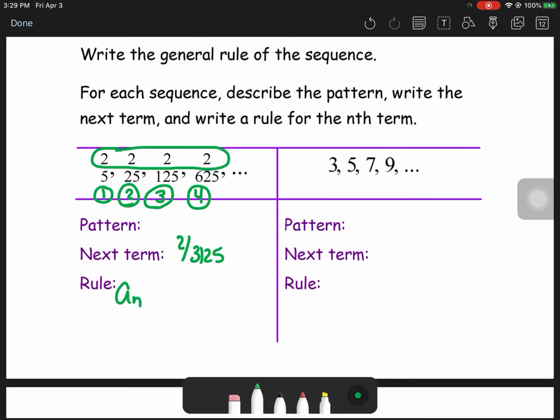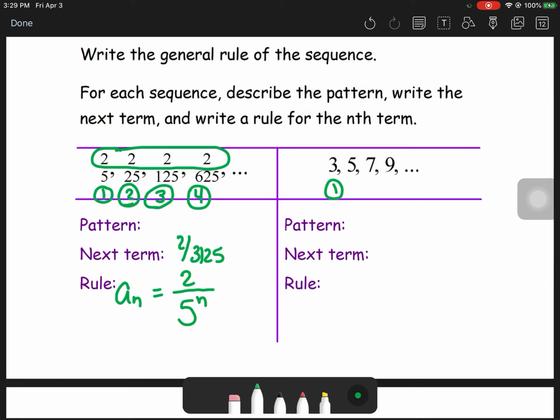So to write our rule, we know that we want to keep the 2 the same in the numerator all the time, and then depending on what position we're in, we're going to do that to the power. So 5 to that power will be the denominator. All right, so let's take a look at the next pattern.